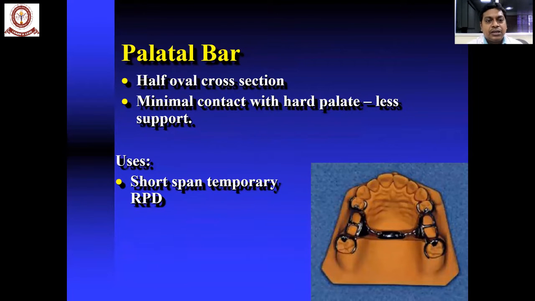Next is the palatal bar. It has a half oval cross section, minimal contact with the hard palate, and less support. It is used when it is a short span temporary RPD. When it is given as a short span RPD, at that time you can use a palatal bar.